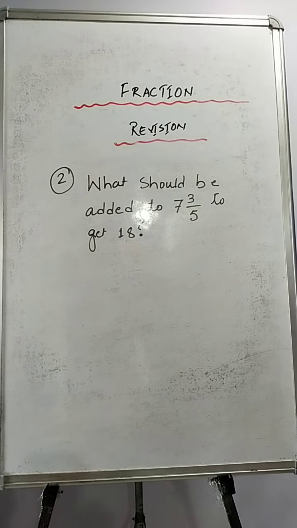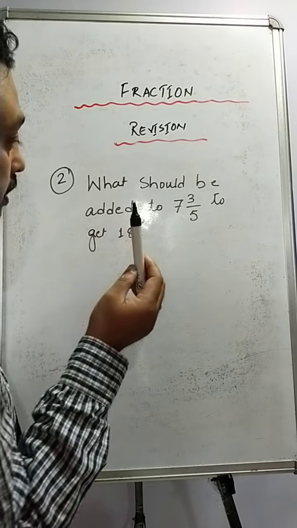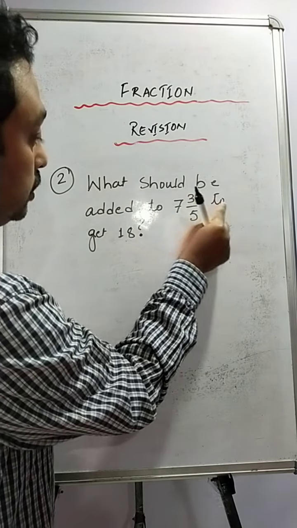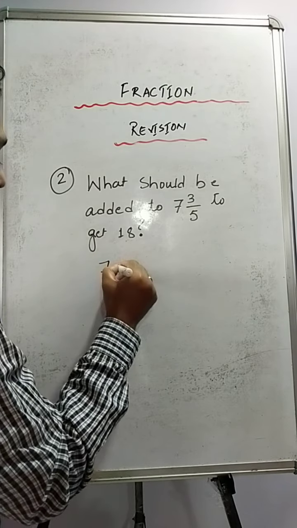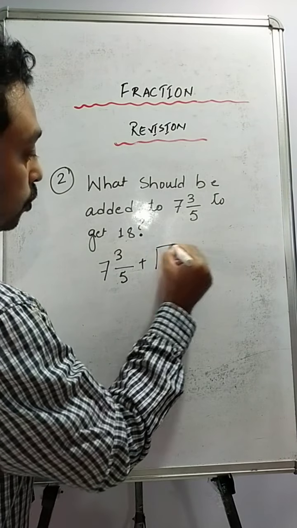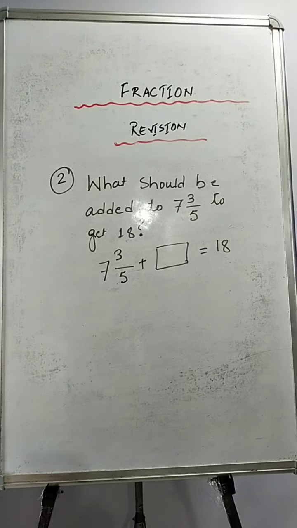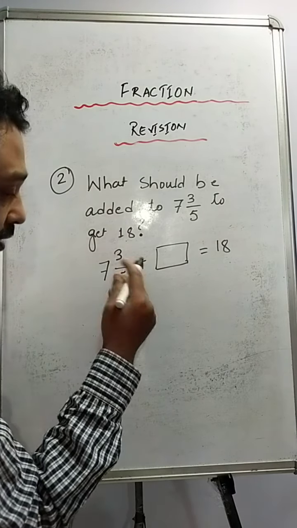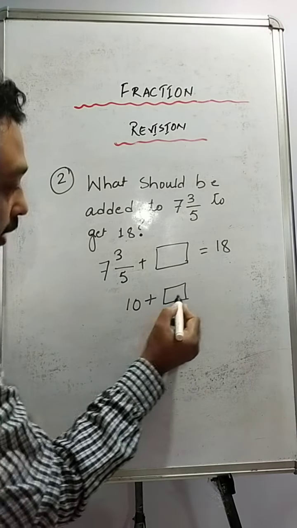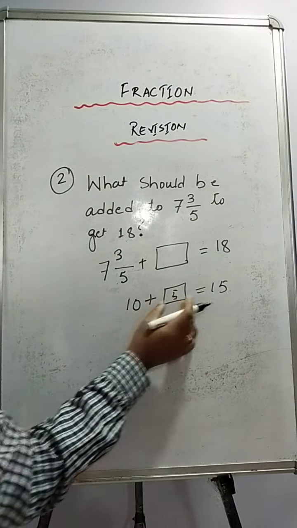Second sum I have chosen as what should be added. Now we have tried with multiplication, now we are doing addition. What should be added to this to get 18? So how to write in the equation format? 7 3 by 5. With this 7 3 by 5, what should we add to get 18? This is a simple thing, so let's try with a simple example: 10 plus what? That means what should be added to 10 to get 15? We'll say, sir, 5, because it is such an easy addition.